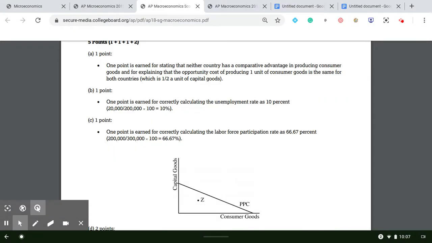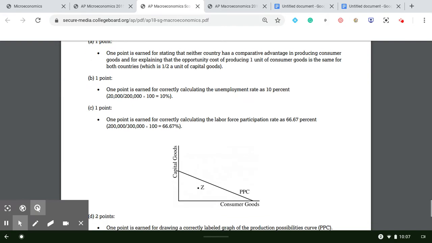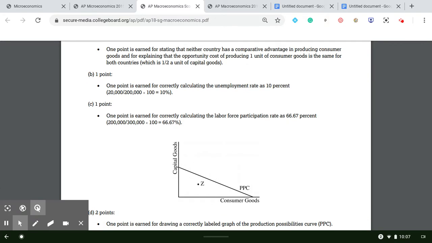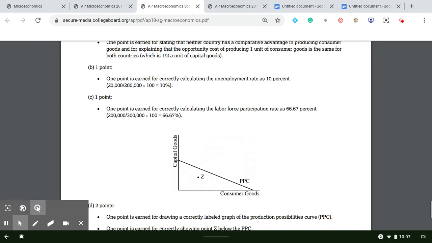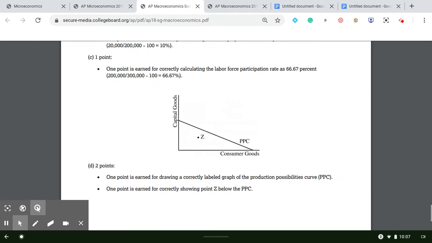Okay, 10% unemployment rate, about 67% labor force participation. Make sure you show your work there. And then, again, make sure you show that they would produce fewer capital goods than consumer goods because it takes longer to make capital goods. And make sure that Z is within the PPC because we have cyclical unemployment. So we're not at full employment, full production. Okay. All right. Thanks for the attention.